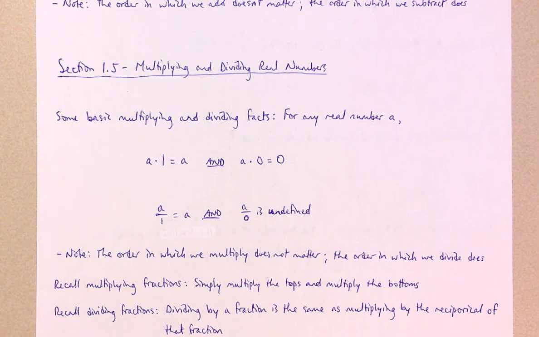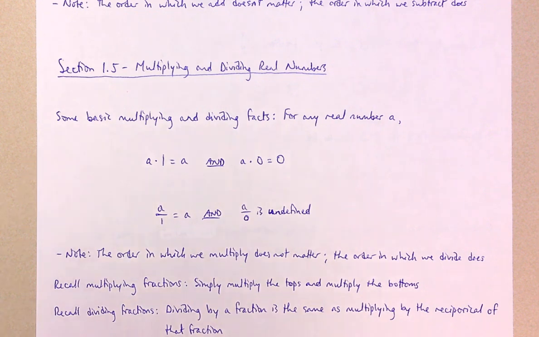a whatsoever. A times 1 is always equal to A. A times 0 is always equal to 0. So if you take any number and multiply it by 1, you get the same number. Any number multiplied by 0 gives you 0. A divided by 1 is equal to A. Any number divided by 1, you get the same number. A divided by 0 is always not defined. You cannot divide by 0.